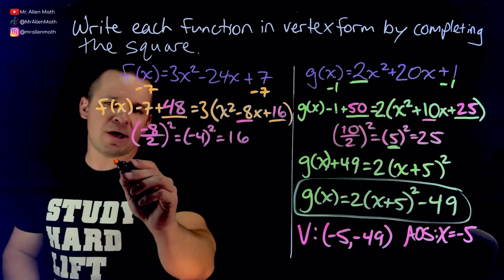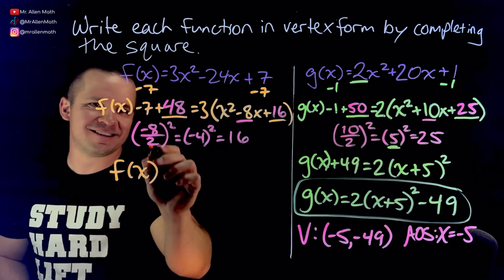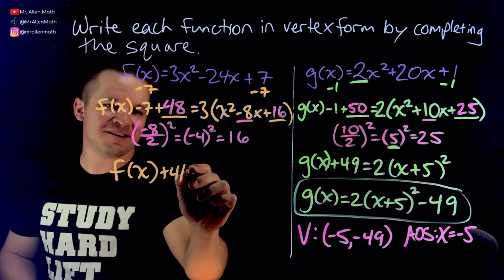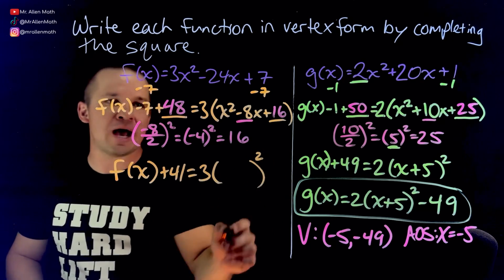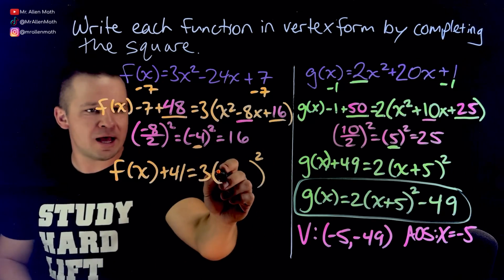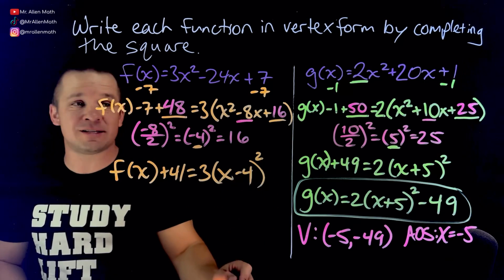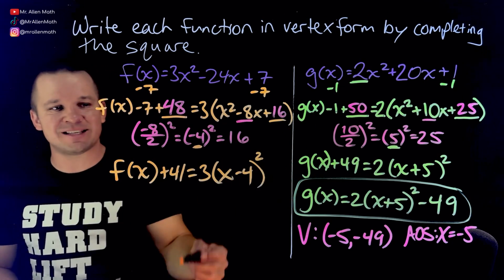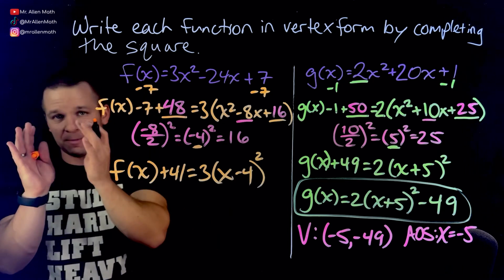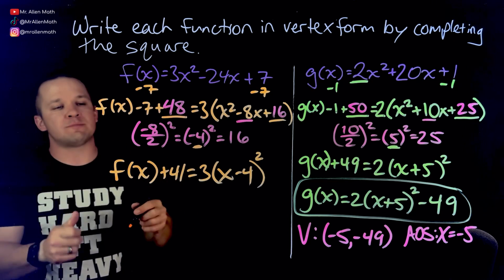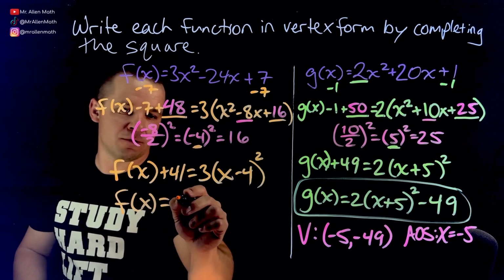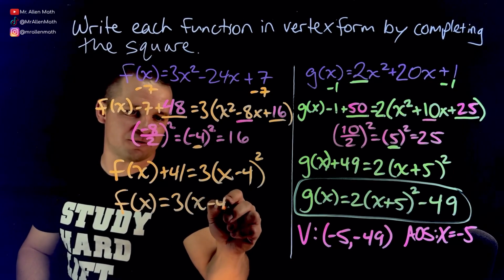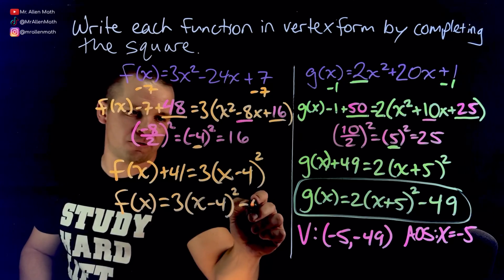Anywho, we have f of x, that's going to be plus 41 equals 3 parentheses. All right, we have to factor this, or shortcut, x minus 4. And if you didn't see that, what multiplies to 16 and adds to -8? That's -4, so it's x minus 4 times x minus 4, or x minus 4 quantity squared. Finish this up. Equals 3 parentheses x minus 4 quantity squared minus 41.